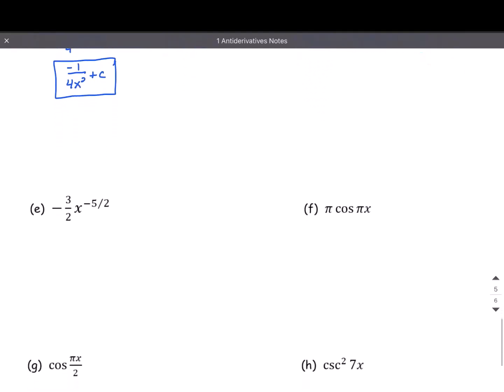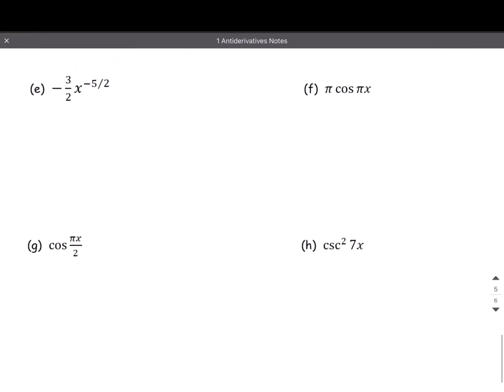Let's look at e. Now we have negative 3/2 x to the negative 5/2. You notice I'm practicing the negatives and the fractions for you? Okay. So we're going to keep our constant negative 3/2. I'm going to leave a little bit of space. I'm going to have my x. I have negative 5/2 in my exponent. I need to add 1. So negative 5 plus 2 is a negative 3 over, keep the denominator 2. When I divide by that exponent negative 3/2, that's the same as multiplying by negative 2/3. Let's not forget our plus c.